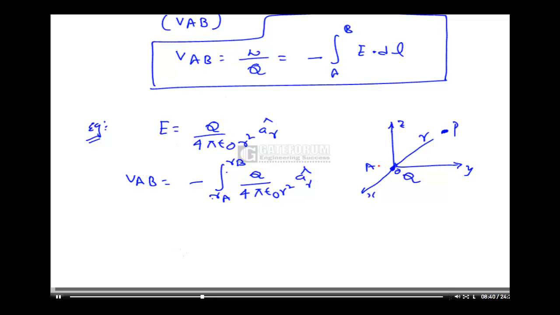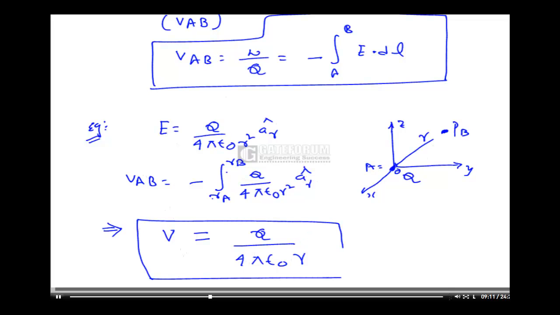Point A is at 0. This is point B. So from 0 to R you have to move. If you simplify this integration, we get the potential V_AB. Because here one point I am considering as origin, V is equal to Q by 4 pi epsilon R. That is the potential at this particular point P.